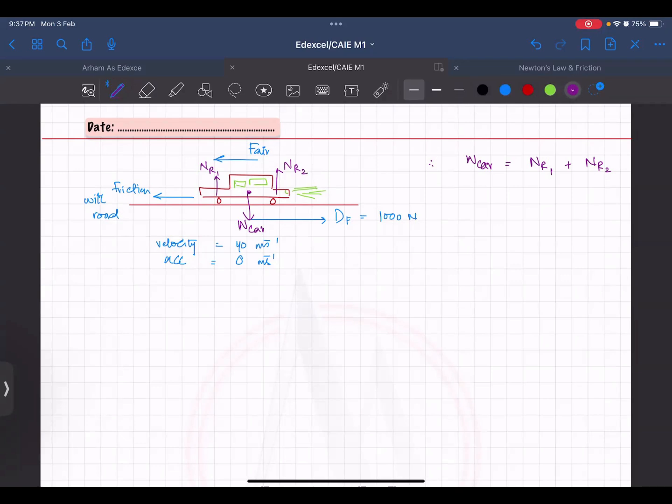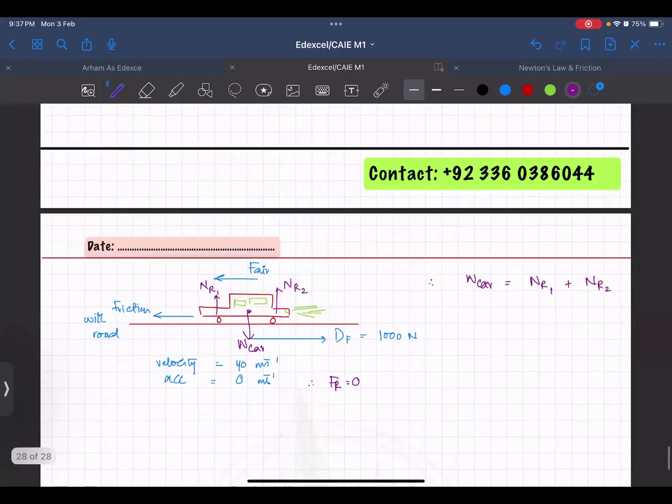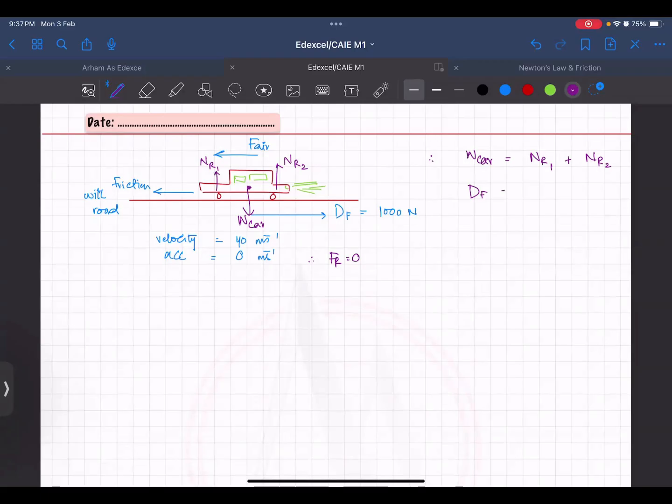In the horizontal direction as well, we know that the acceleration is zero. If the acceleration is zero, then definitely the resultant force would also be equal to zero. So this means that the driving force of the car is being cancelled out by the air resistance plus the friction with the road. This is the situation right now, and because of this the car is traveling at a constant speed with resultant force zero.